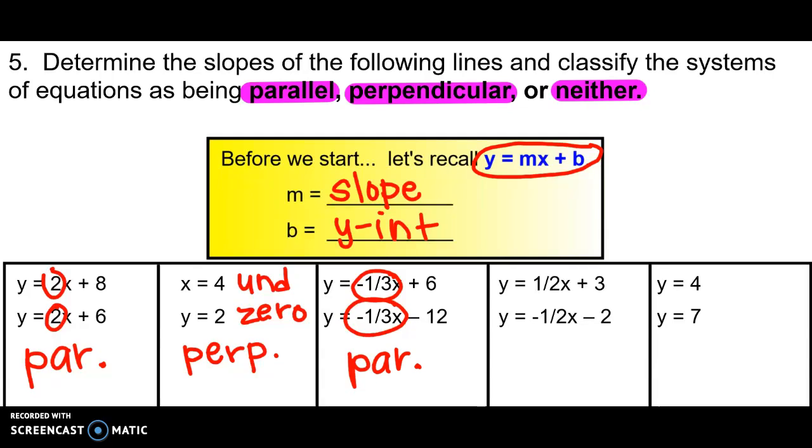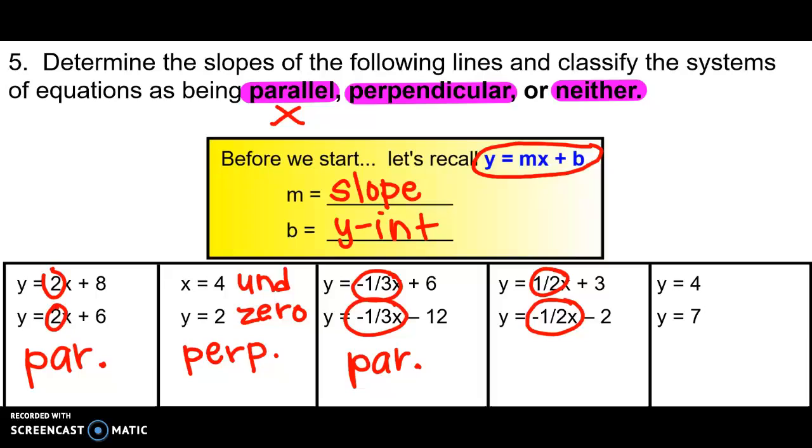All right, next we have y equals 1/2 x plus 3. So our slope is 1/2. And we have y equals negative 1/2 x minus 2. Negative 1/2. Okay, we have a positive 1/2 and a negative 1/2. So they're definitely not parallel. Those slopes are not the same.